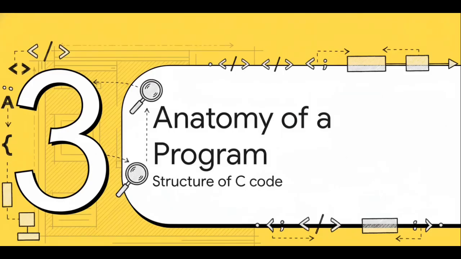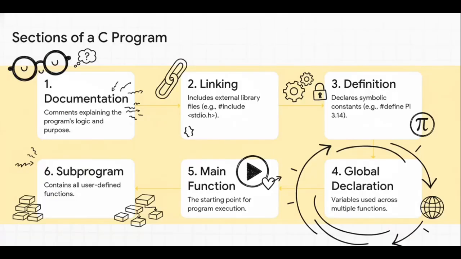All right, so we've seen the how. Now let's dig into the what. Let's get our hands dirty and look at the actual blueprint of a C program. What's it really made of? Pretty much every well-written C program follows this basic structure. It's a logical flow. You start with documentation, comments for other humans, then comes linking, definitions, and any global declarations. But the real heart of it all is the main function, which is then followed by any other subprograms you've written. This structure just keeps everything organized and makes sense of the code.